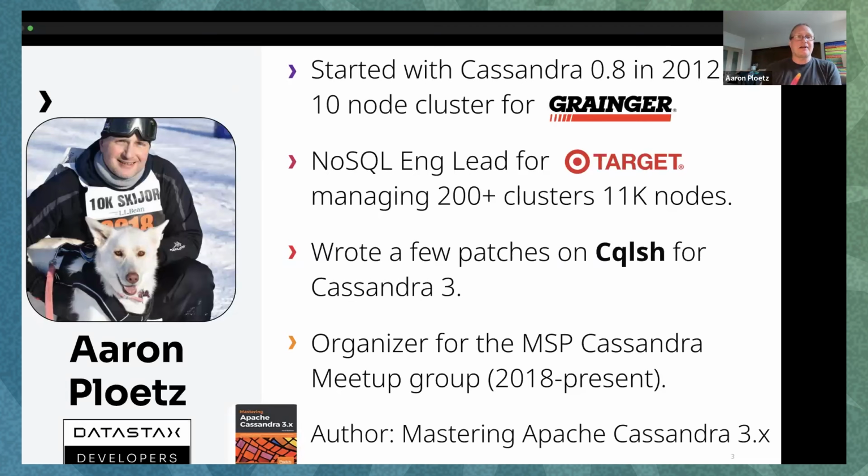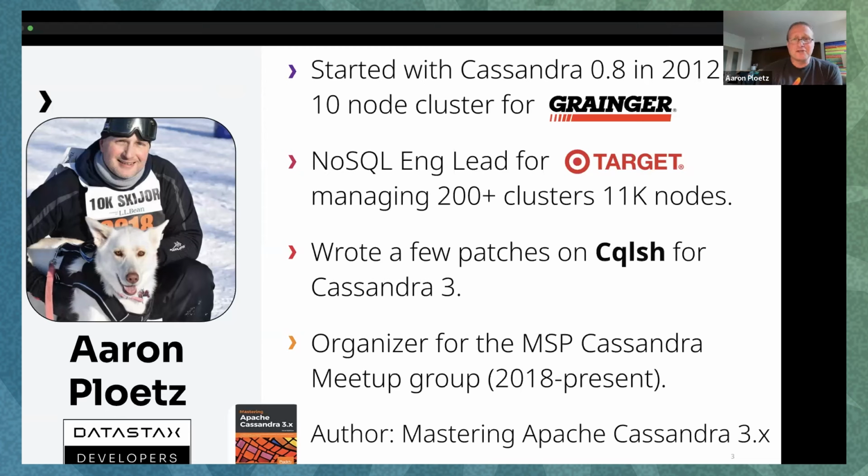A few years after that, I was the NoSQL engineering lead for Target. When I started there, we had maybe 24 clusters and a couple hundred nodes. And when I left in 2021, there were more than 200 clusters and about 11,000 nodes. And in fact, the last time I checked with my old team, that node count is up to I think it's like 14,000. So Target has quite the footprint.